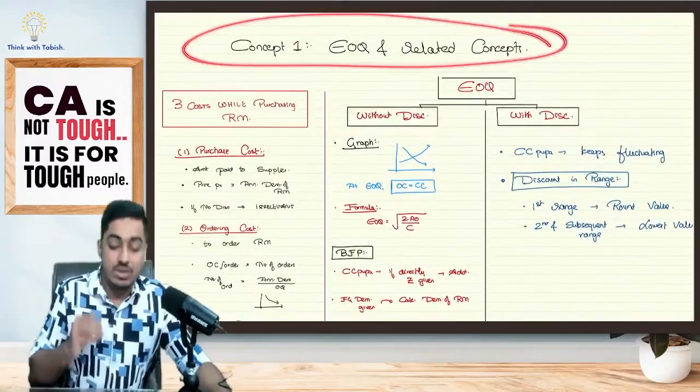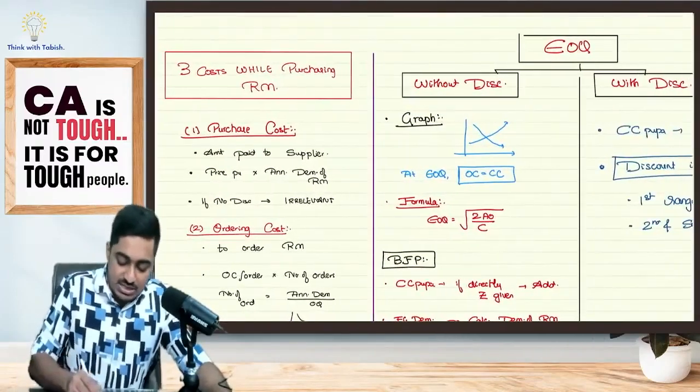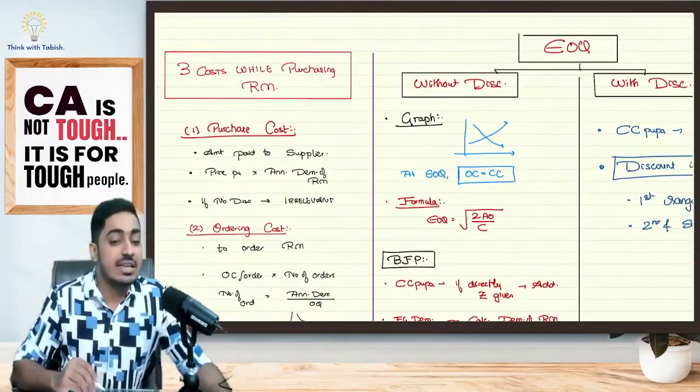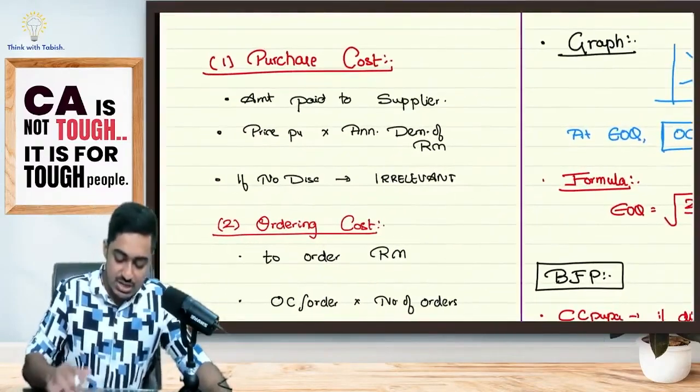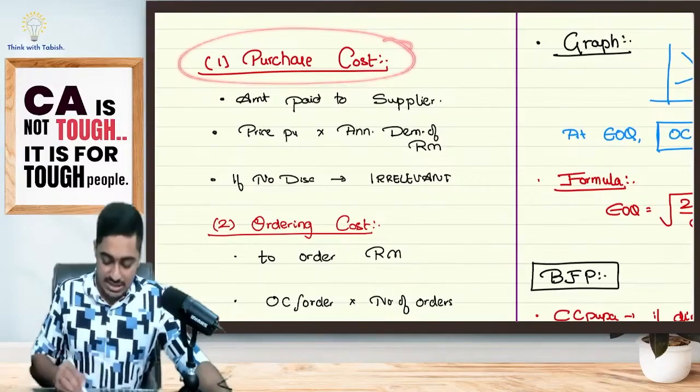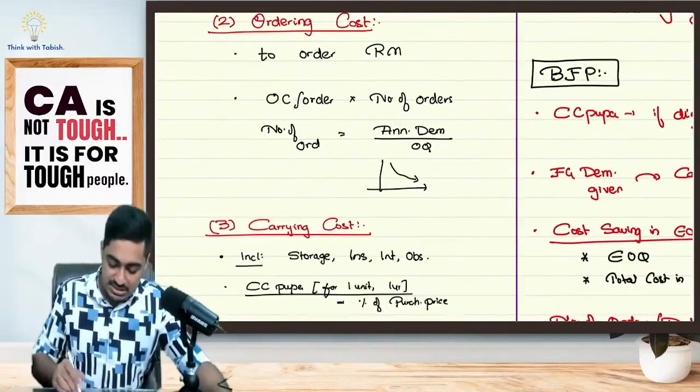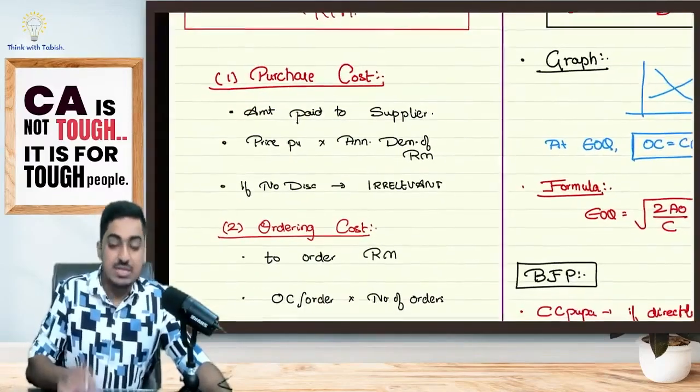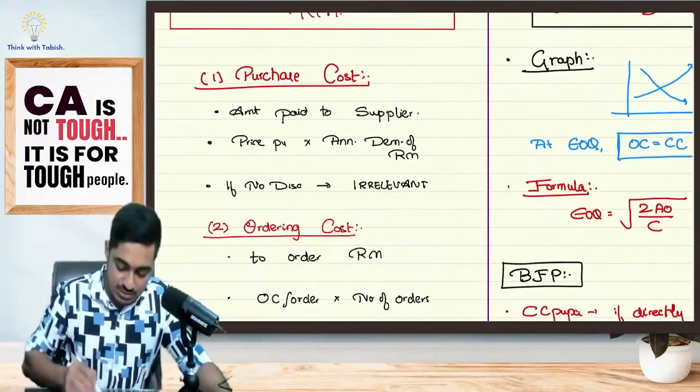Concept number 1, EOQ and its related concepts. Okay, sir. When we are purchasing raw material, we are incurring 3 costs. Which costs are we incurring, students? First one is called the purchase cost. Next is the ordering cost. Third is the carrying cost. Great. What is a purchase cost? It is the amount paid to the supplier.